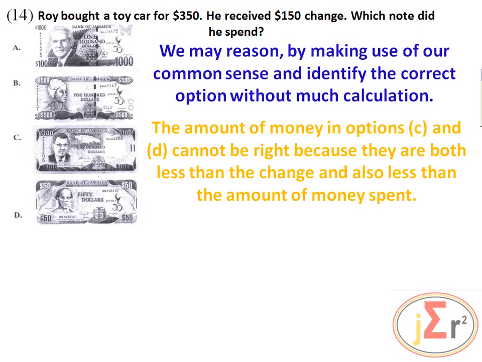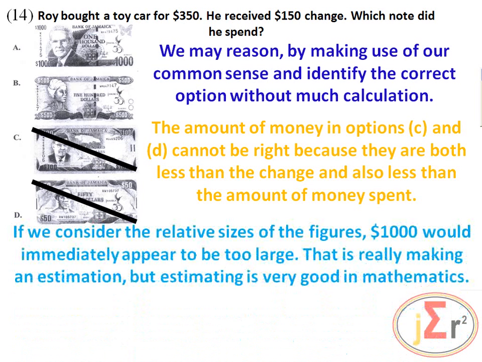So we got a change of $150. Can it be that we spent $100? No. You cannot spend $100 and get a change of $150. That's just not practical. It's not possible. And the same applies to option D. Those values are less than the amount of money spent and less in price than the article that we purchased. Those cannot possibly be the correct answer.